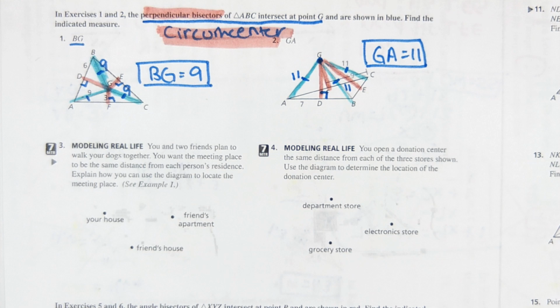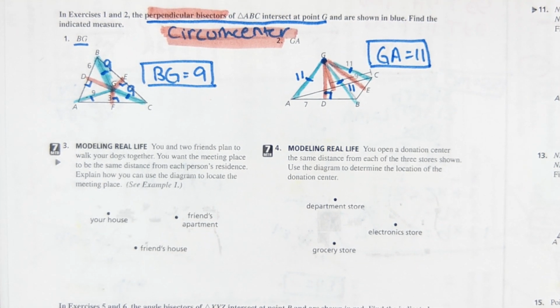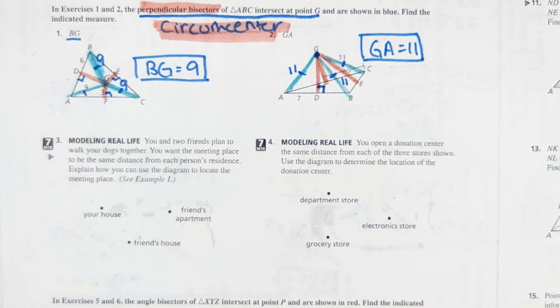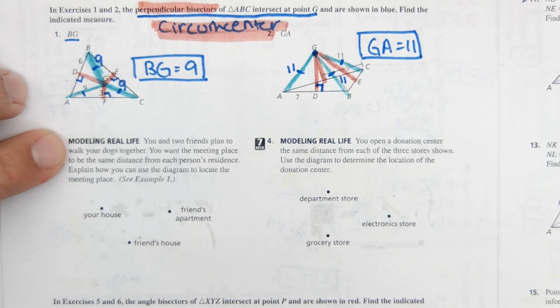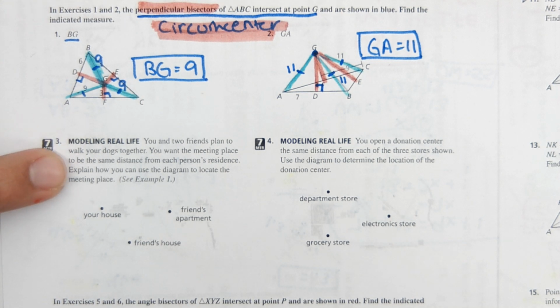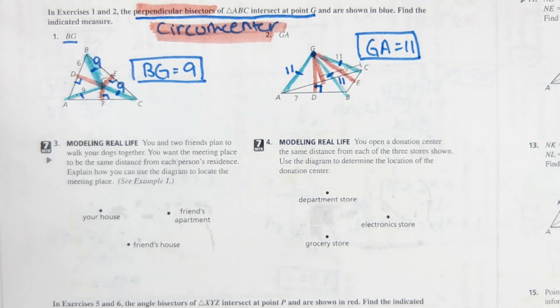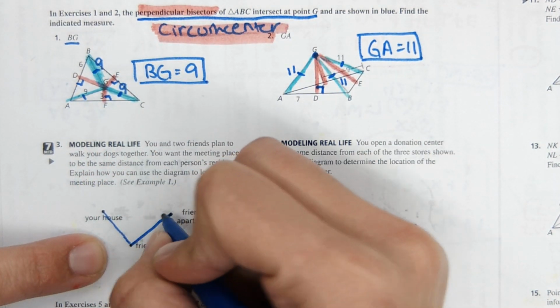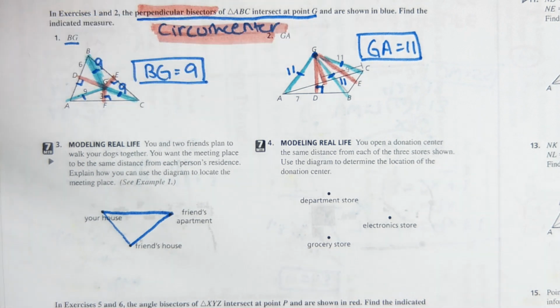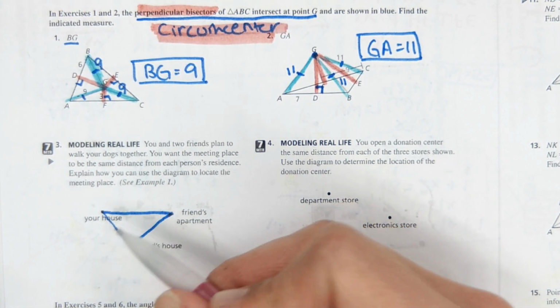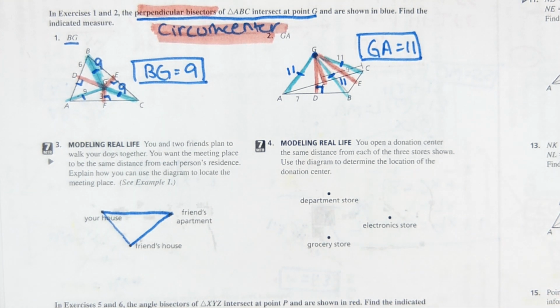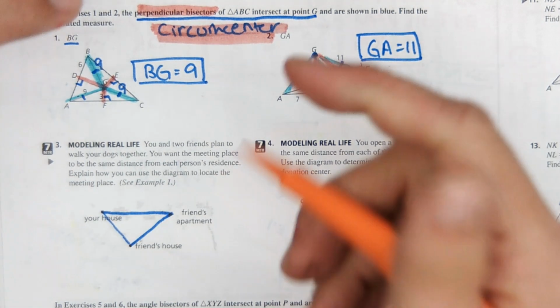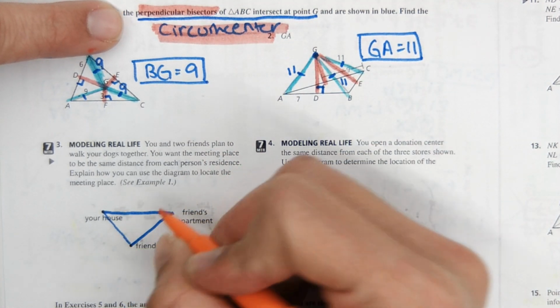Okay, and then 3 and 4 are definitely testing type problems, like in a testing format. It says, modeling real life: you and 2 friends plan to walk your dogs together. You want the meeting place to be the same distance from each person's residence. Explain how you can use the diagram to locate the meeting place. Well, with these 3 points, if we were to draw a triangle like this, the circumcenter would be the same distance from each of those points, equidistant from each of those points. And the way we find the circumcenter is by finding where the perpendicular bisectors intersect.